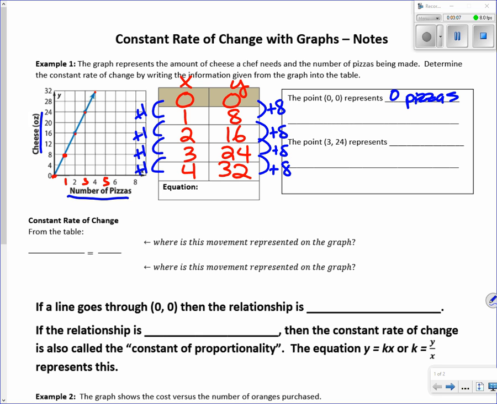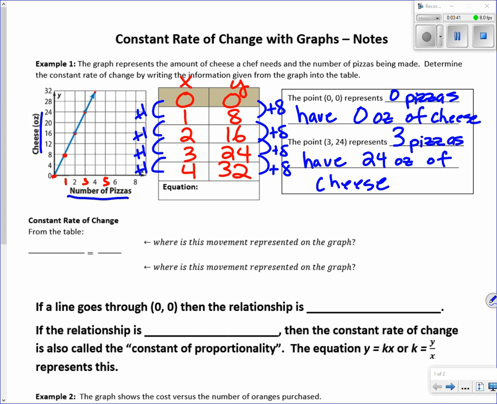If you have not made any pizzas, you don't need any cheese. So 0 pizzas have 0 ounces of cheese. The point 3, 24 represents 3 pizzas have 24 ounces of cheese.